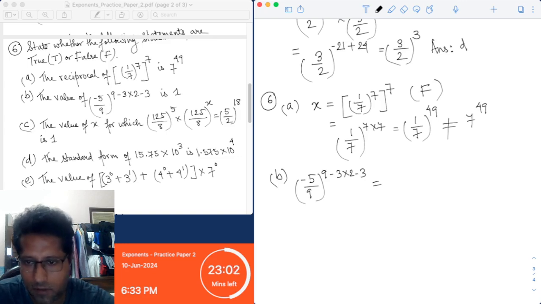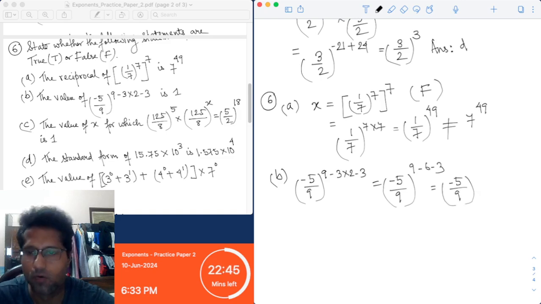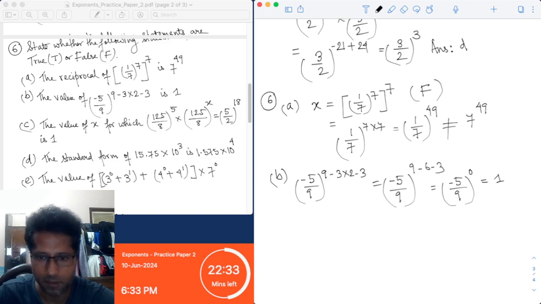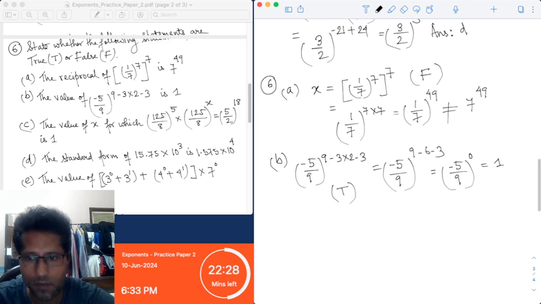So this becomes (minus 5 by 9) whole to the power, we first do the multiplication, so 3 into 2 is 6, so 9 minus 6 minus 3. So this becomes (minus 5 by 9) whole to the power 9 minus 6 minus 3, which is 0. So any non-zero number raised to the power 0 is always 1. So the statement is true. So the given statement is true. Okay.